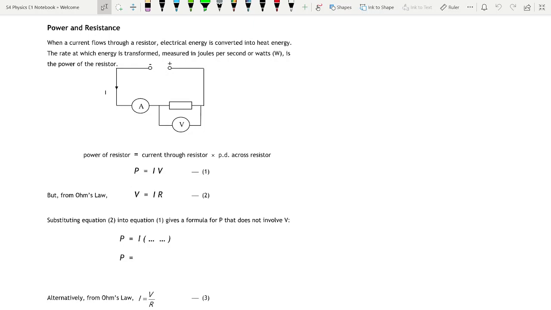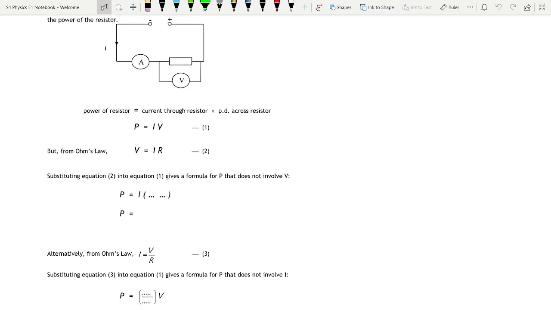So power and resistance. When a current flows through a resistor, electrical energy is converted into heat energy. The rate at which energy is transformed, measured in joules per second or watts, is the power of the resistor. So the power of the resistor is the current through the resistor times the potential difference across the resistor. P equals IV. And that's the equation the homework was based on.